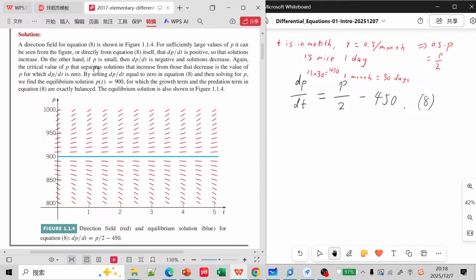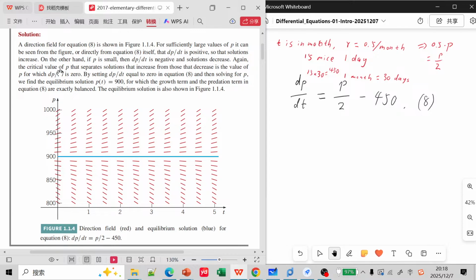On the other hand, if P is small, then dP over dt is negative and solutions decrease. Let's see if P is small, maybe it's 1. So this 1 over 2 minus 450 is negative. So this is negative. And then P of T is decreasing as T increases.